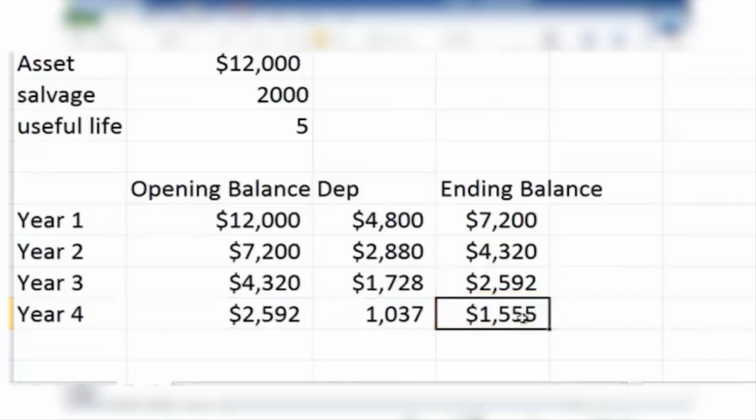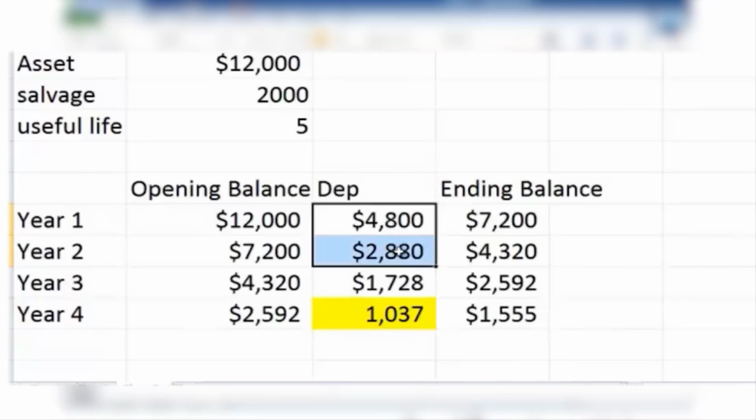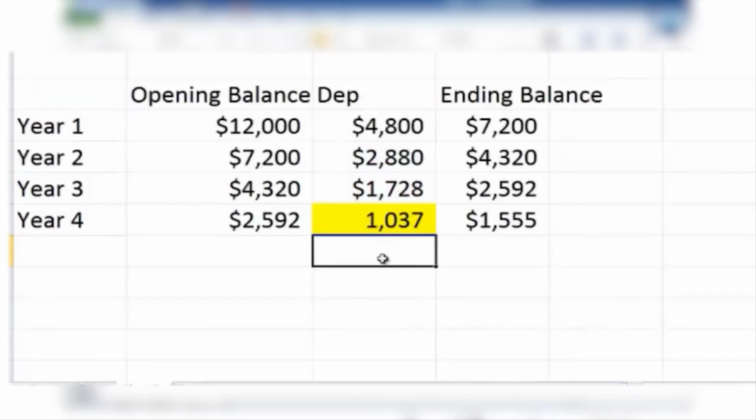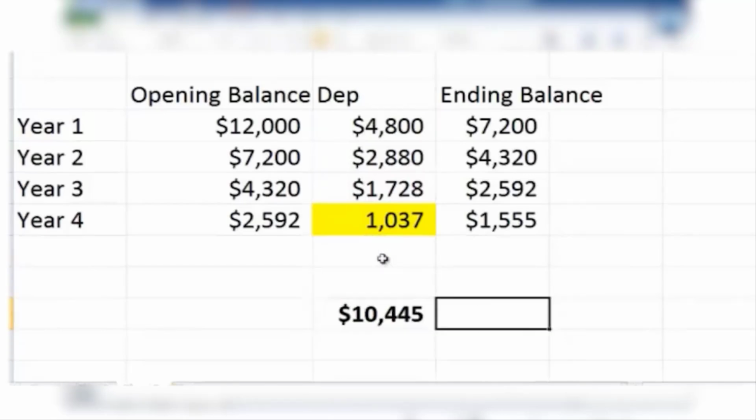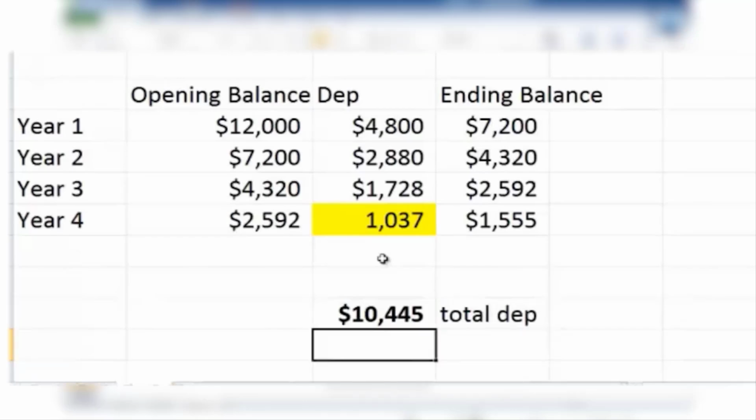Now I'll just take a pause to highlight a basic mistake that we have actually done while we had calculated the depreciation expense of 2004. Closely look at the depreciation expense of 1037 here. The total depreciation expense that has now been charged is equal to, if you look at the sum total, 10445. So this total depreciation that has been charged till now is 10445. How much is the total depreciation that can be charged?